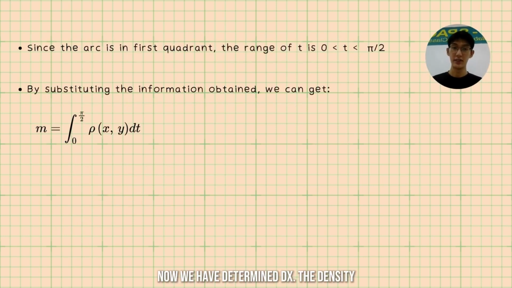Now we have determined ds. The density function is given as rho of x, which depends on the position along the curve. Since the arc is in the first quadrant, the range of t will be more than 0 and less than pi over 2. So, by substituting the information obtained, we can get the formula shown here, and this equation allows us to calculate the mass based on the density function.